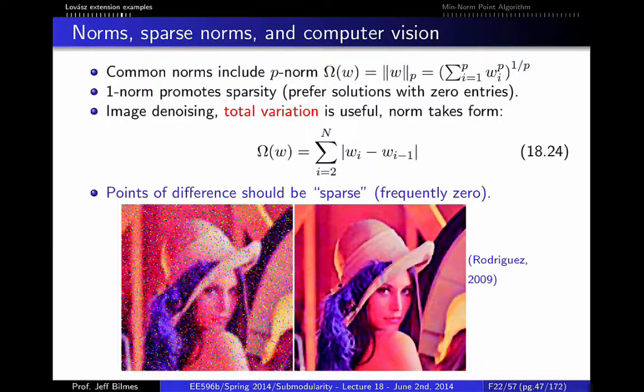And when you're trying to do things like image denoising, this is exactly what you want. So you have an image on the left that's noisy, and an image on the right that's cleaned up, because real images tend to not have very many places where you have significant differences. And unlike the 2 norm, the 1 norm really prefers to get those differences down to 0 when it's done in the total variation framework.